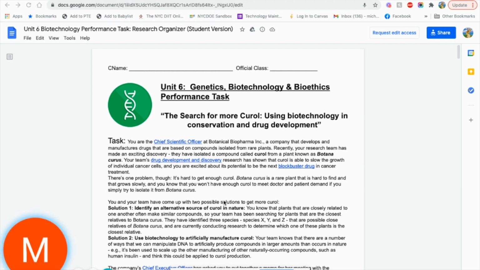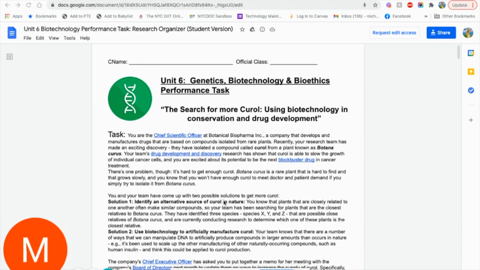And what they're going to be doing is looking to find a way to produce Curol, which is again linked to the relationship and biodiversity lab. So this whole performance test is kind of isolated around that lab, but it gives a little bit more information and it's a little bit more centered as we go through it.